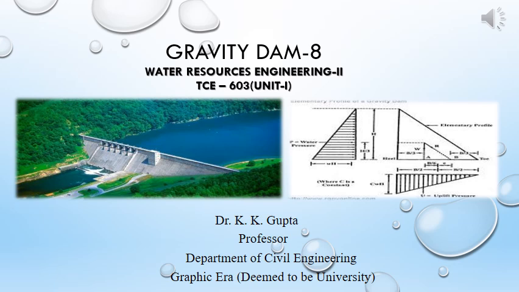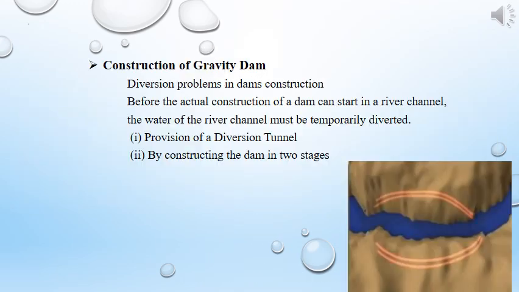Water Resources Engineering 2, Unit 1, Gravity Dam. So, construction of gravity dam. Gravity dams are constructed at right angle to the flow of water.